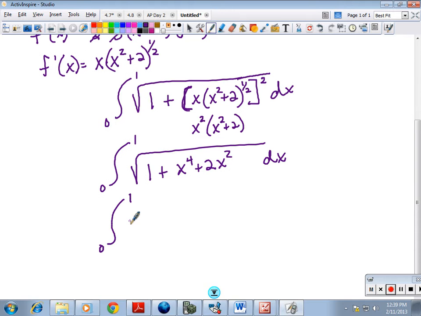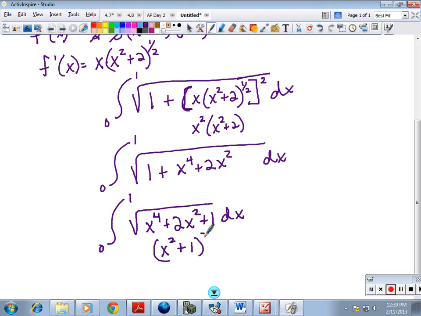I see that, and I think, let me rewrite it. So that would be x to the 4th plus 2x squared plus 1. I can factor that. That's just x squared plus 1 squared under a square root. The square root and the squared cancel. So this is simply the integral from 0 to 1 of x squared plus 1 dx.